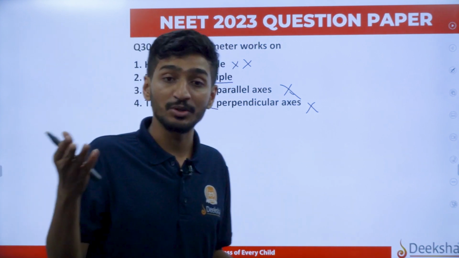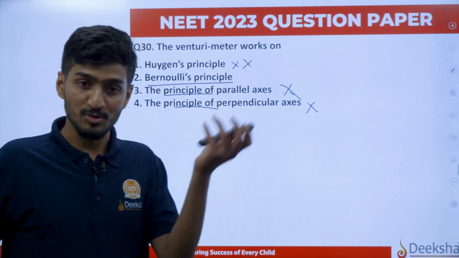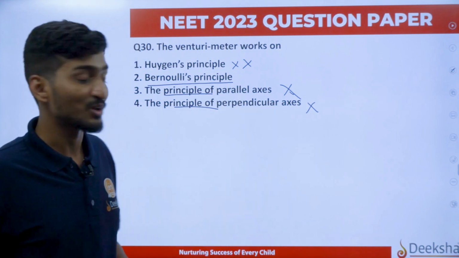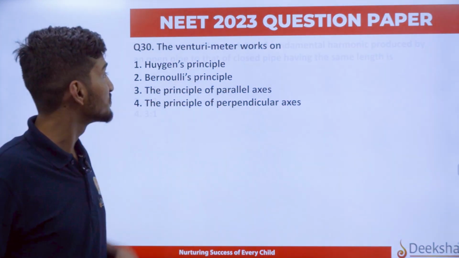Venturi meter, by the way, if you don't know, measures the differences of pressure using the differences in speed. So definitely it does not work on the principle of anything other than Bernoulli's principle. Moving on to the next question.